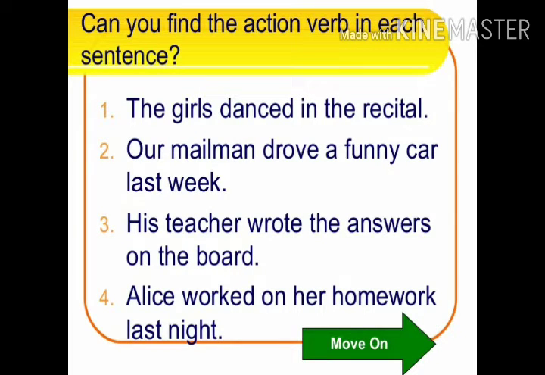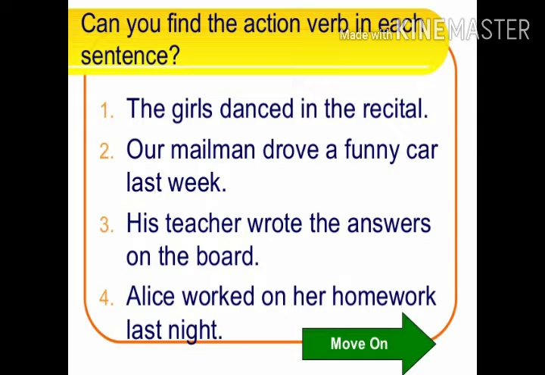Now we will do some practice. Can you find the action verb in each sentence? Question number 1. The girls danced in the recital. Here, danced is the verb. Second, our mailman drove a funny car last week. Here, drove is the verb.